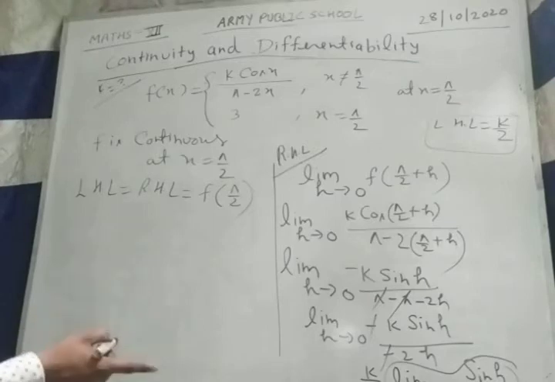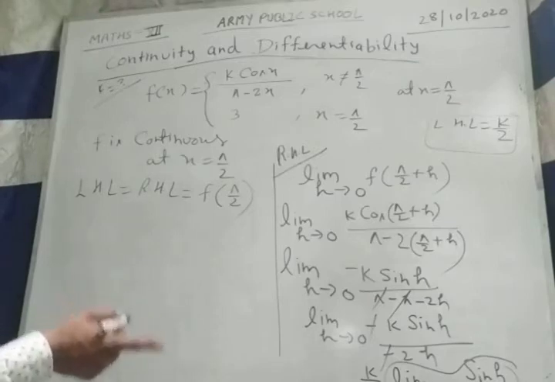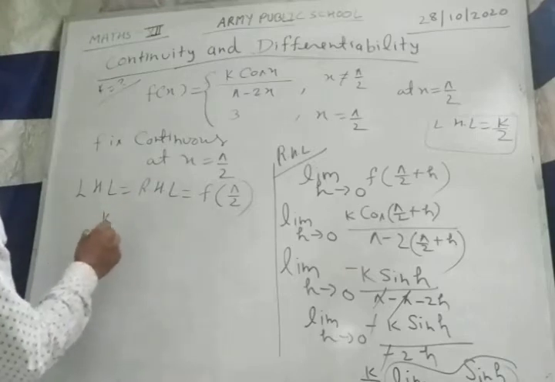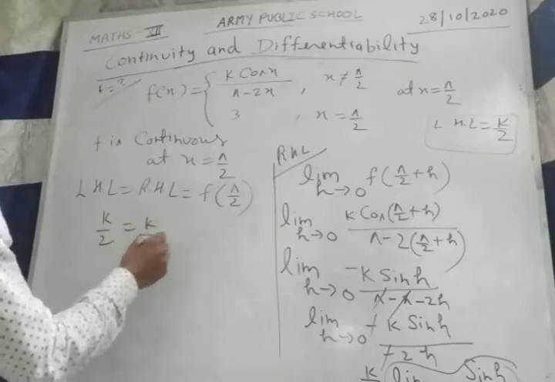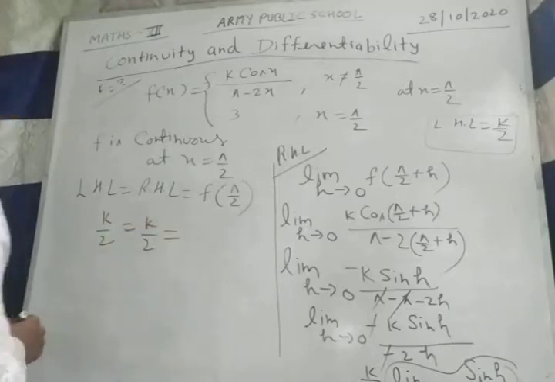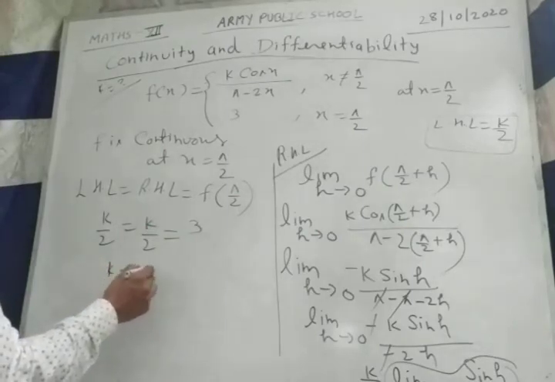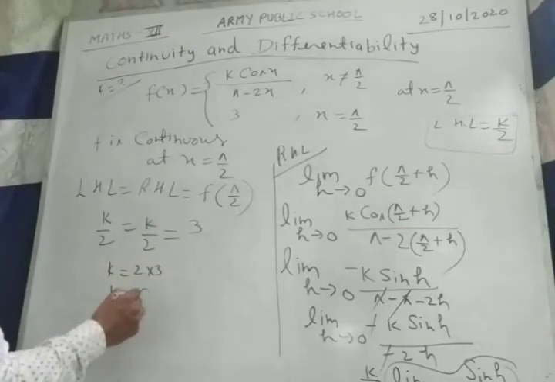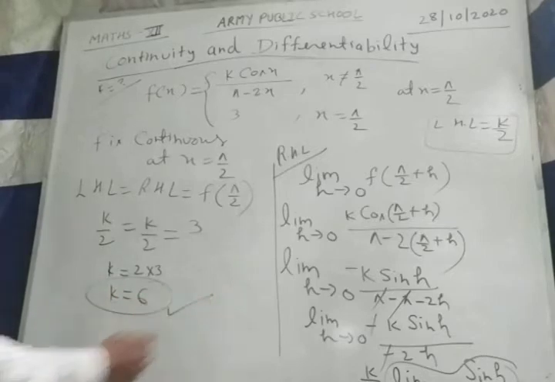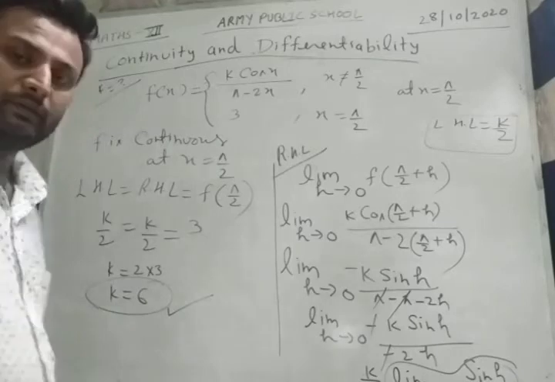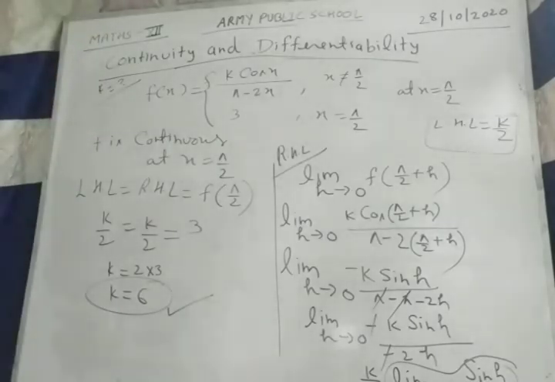Because if the function is continuous, we can say that the left hand limit, right hand limit and value of the function will be equal. So left hand limit and right hand limit is k by 2 and f of pi by 2 is 3. So k is 2 into 3. So k is equal to 6. This will be our required result. The value of k will be what? 6. In this way we can find the value of k.